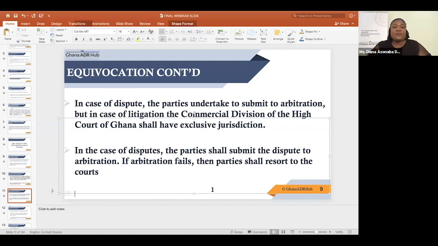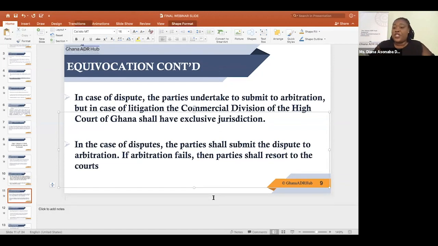A few more examples. Let's look at the first one. It says that in case of dispute, the parties undertake to submit to arbitration, but in case of litigation, the commercial division of the High Court shall have exclusive jurisdiction. Now you look at this clause, and the first thing you ask yourself is, do parties intend to go to either the commercial court or to go to arbitration? Which is which? It is equivocal.